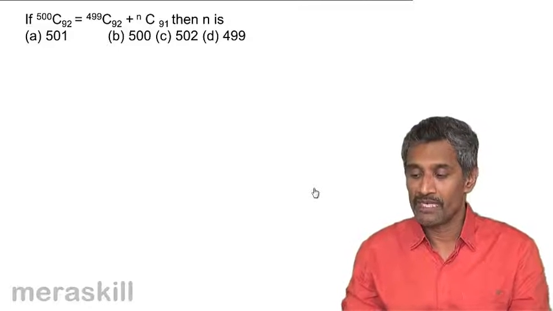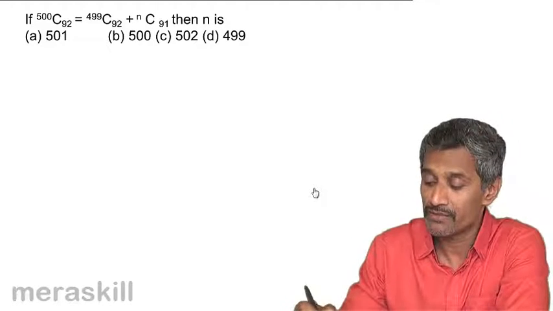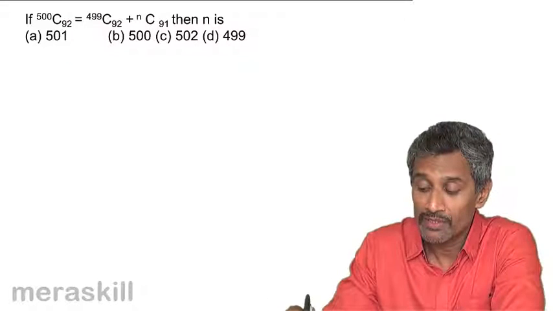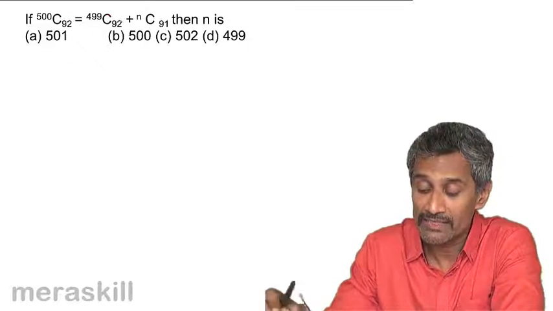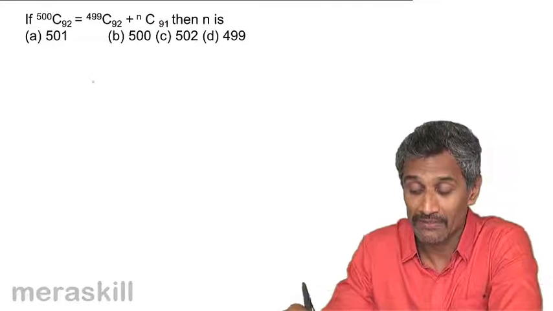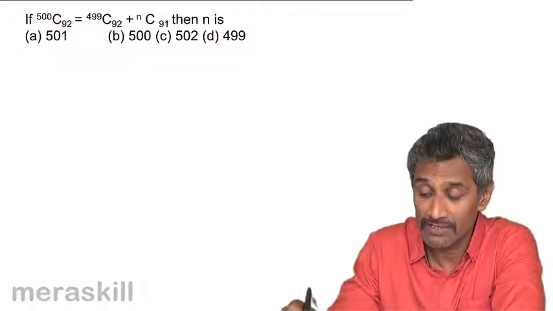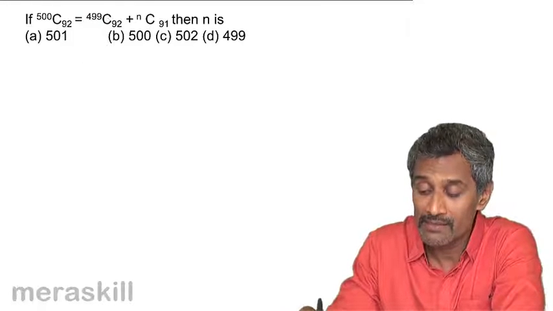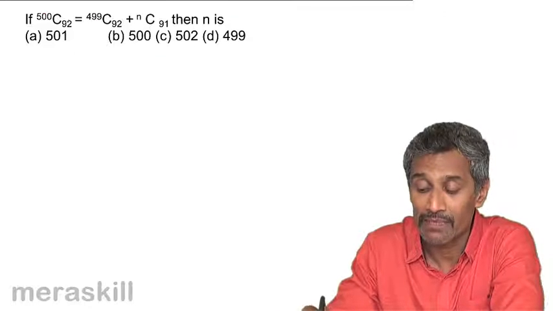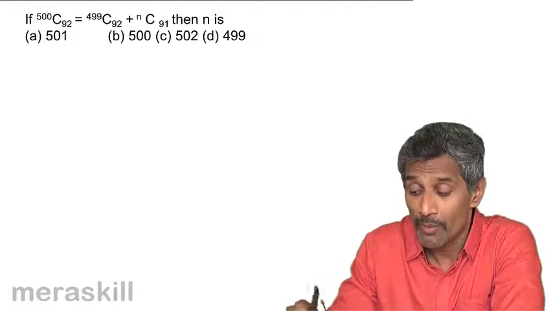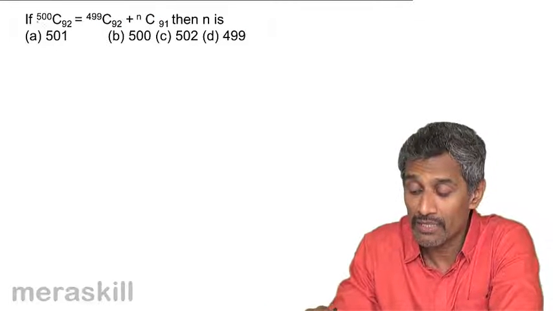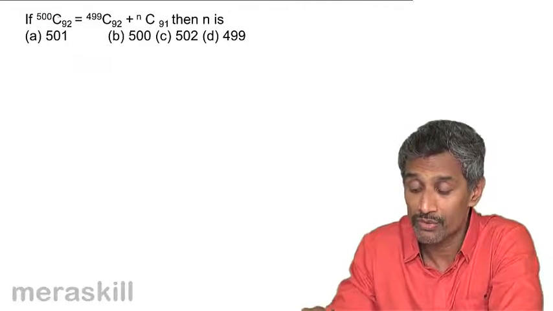Okay. Now, here we have a situation wherein we have 500C92 is equal to 499C92 plus NC91. If you see, there is a connection here. 500 is one more than this, and this is the same. So it's like telling NCR on this side, this is N plus 1 CR. We can either connect these two accordingly and get this, or we need to do it accordingly.